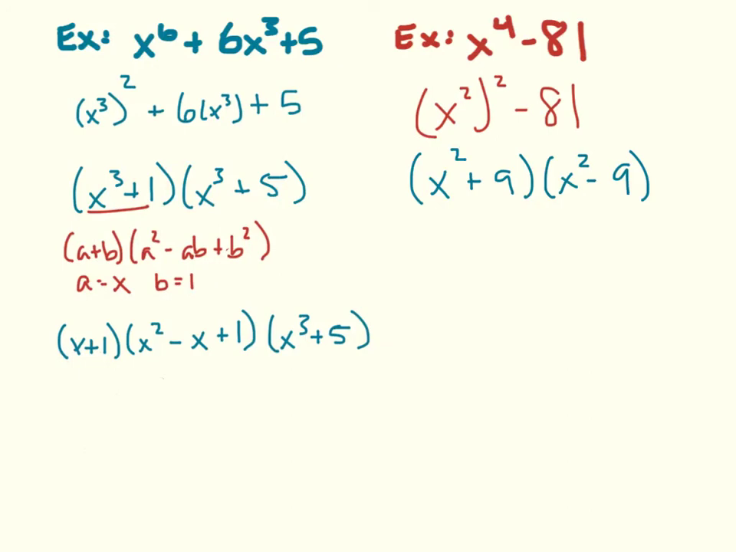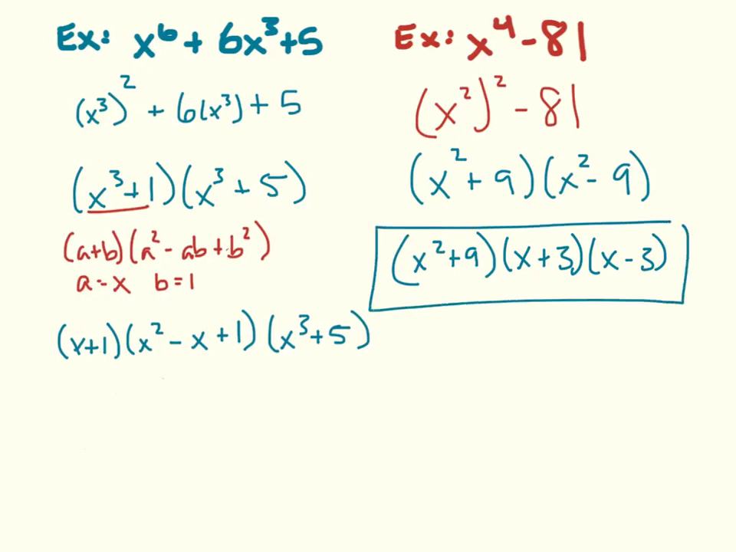Okay, x squared plus 9, there's no sum of perfect squares, so this is going to stay. But then x squared minus 9, this is the difference of squares. So what does that break down to? X plus 3 and x minus 3. And that's the completely factored version of that last problem.